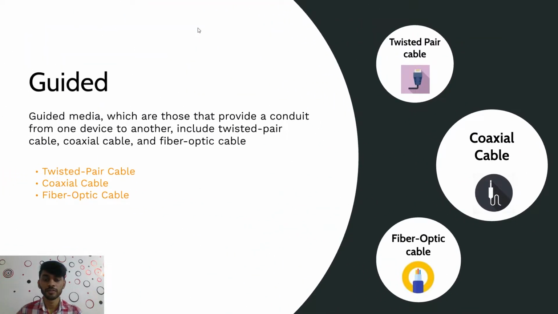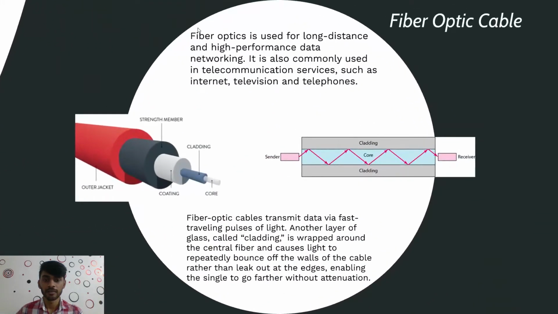Now we have the most popular of all of these, that is fiber optic cables. Fiber optic cable is used for long distance and high performance data networking. It is also commonly used in telecommunication services such as internet, television, and telephone lines. Fiber optic cables transmit data via fast traveling pulses of light.